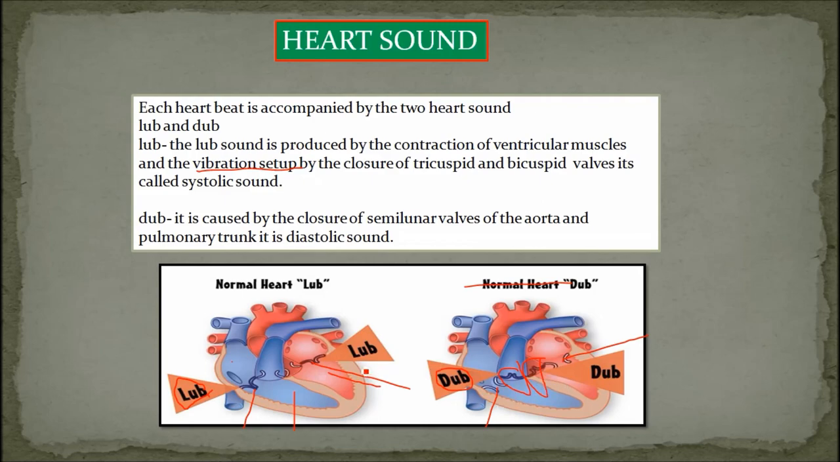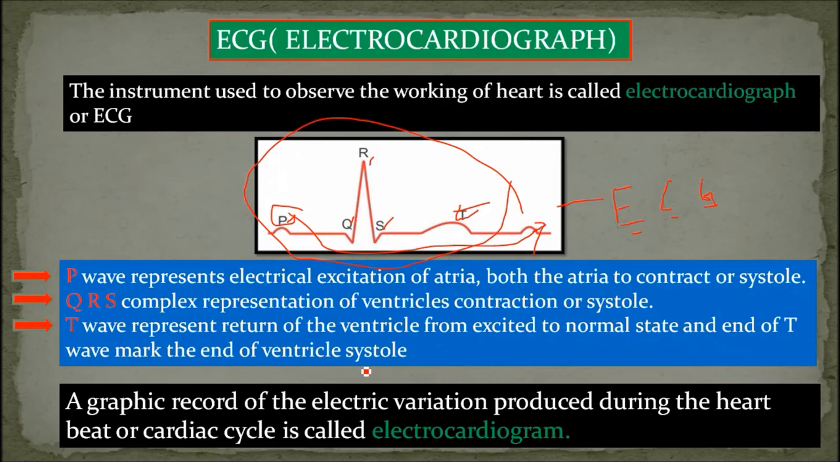And in the last slides, we explained the electrocardiograph. I mentioned five different points there. The galvanometer calculates the electrical movements of the heart. This is the graphical representation, the electrocardiogram. Okay, so I hope you understand all the topics properly.